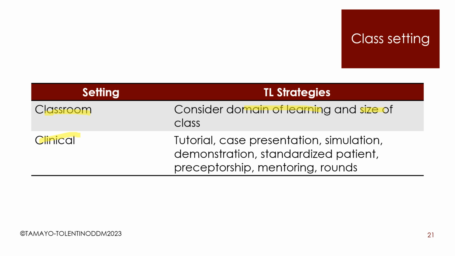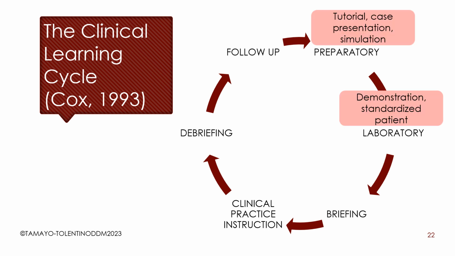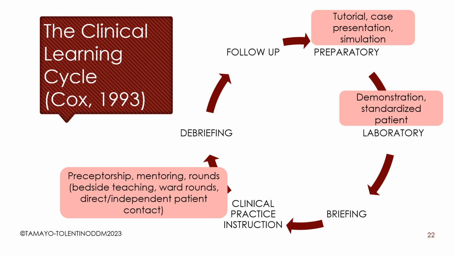What we need to consider here further is where we are in the clinical learning cycle. This is the clinical learning cycle by Cox in 1993. It shows the learning process in the clinics. Again, we won't go into the details of this, but what we want to point out here is the appropriateness of the strategy. Depending on where we are in the cycle, whether we are in the preparatory, laboratory, or clinical practice instruction stage, there are appropriate strategies that we can and we should use.